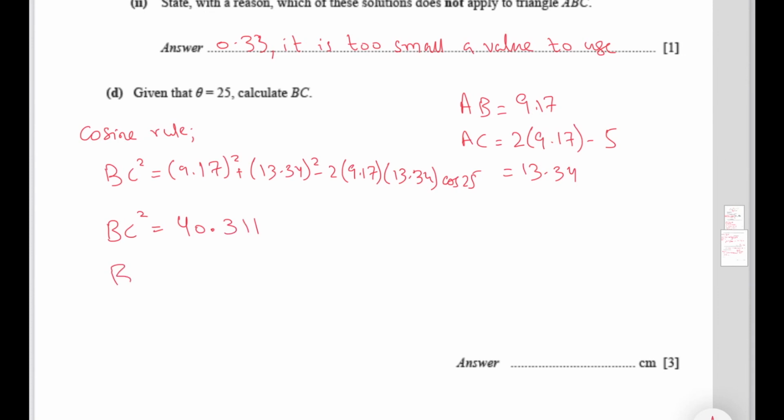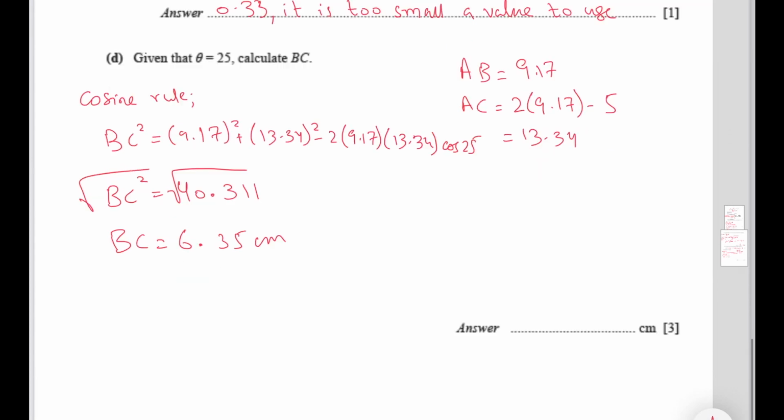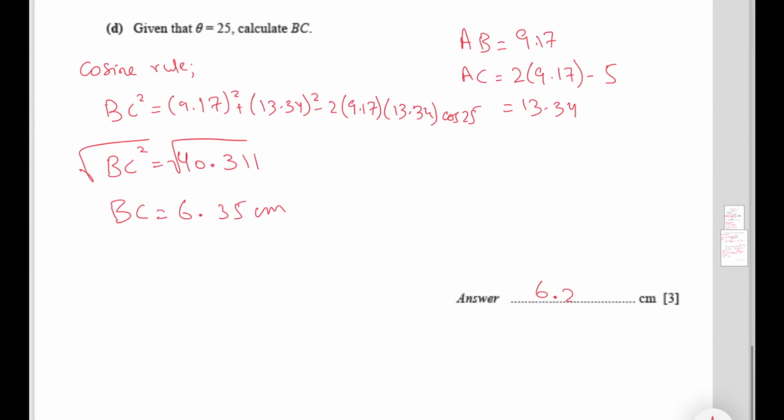40.311. So we find the square root on both sides. In this case, the square root of 40.311 gives us 6.35 centimeters. So our final answer is 6.35 centimeters, and we're done with the question.